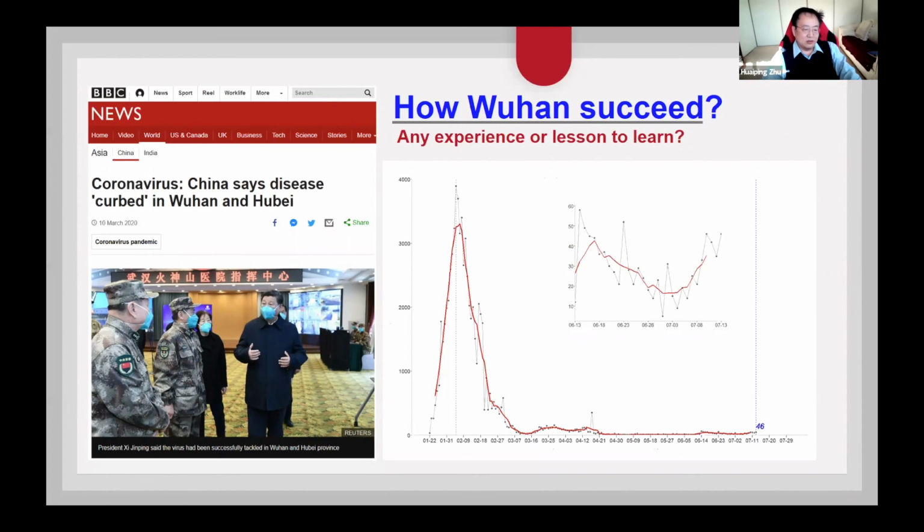Starting from that date, if you look at the trend, of course, the daily new confirmed cases keep increasing, and then it dropped. Officially, there was a report on April 7th that Wuhan finished the fight and the transmission in Wuhan was controlled. What we are interested in is here, down the hill from the top to the bottom, how Wuhan really did that.